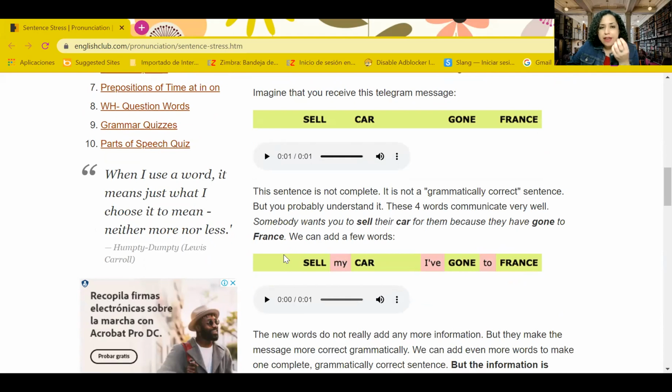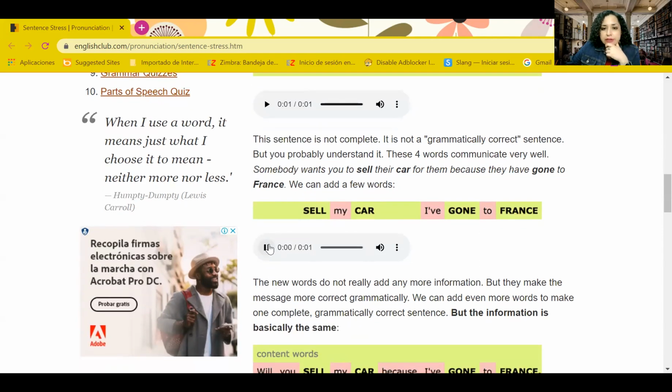Sell car, go in France. It's part of a sentence, but it was not complete because it doesn't have those connections. So in terms of having it complete, and if you can take a look at the difference with the intonation, we have to complete this one. And you're gonna hear it now.